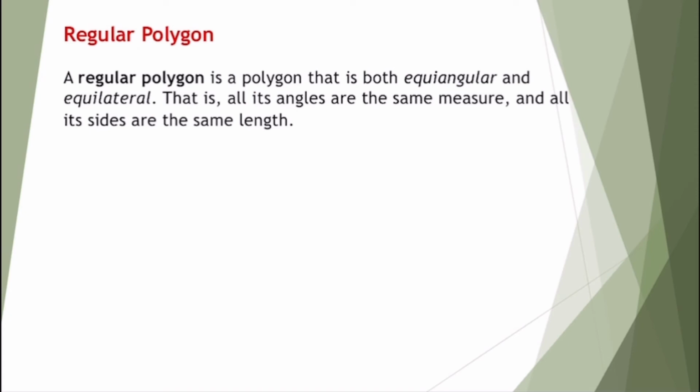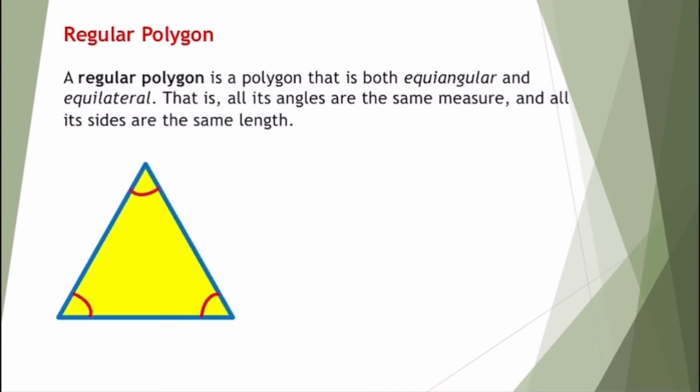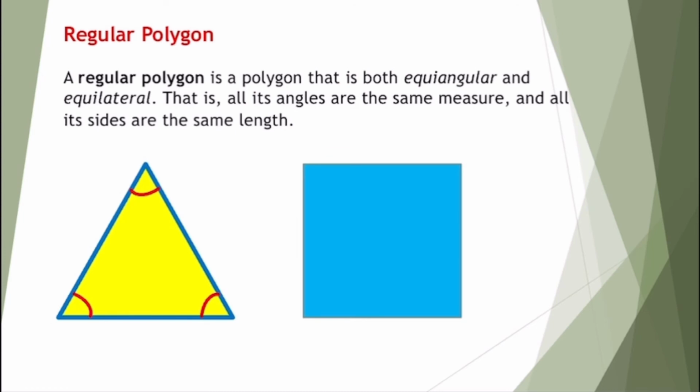A basic example of a regular polygon is an equilateral triangle. It is a triangle with 3 congruent sides and 3 congruent angles. Squares are also regular polygons because all their angles, which are 90 degrees, and all their sides are the same length. Regular polygons with 5 or more sides do not have special names.